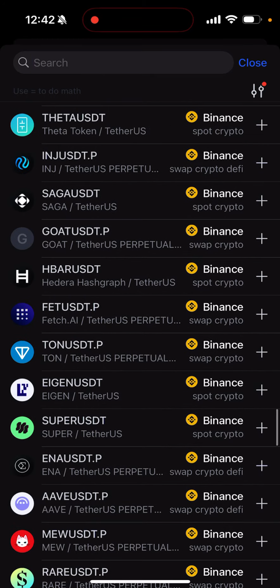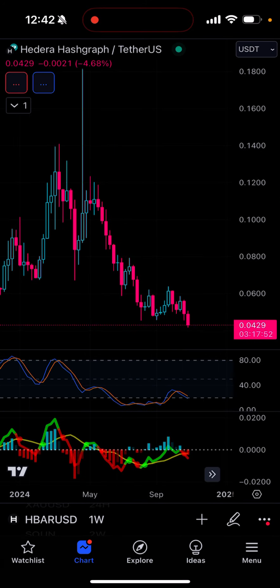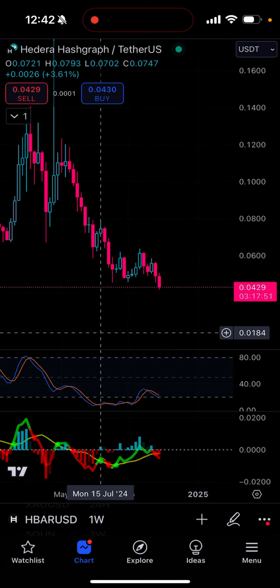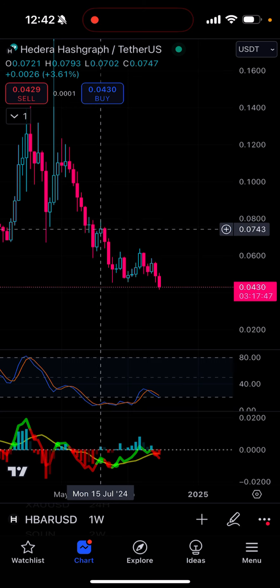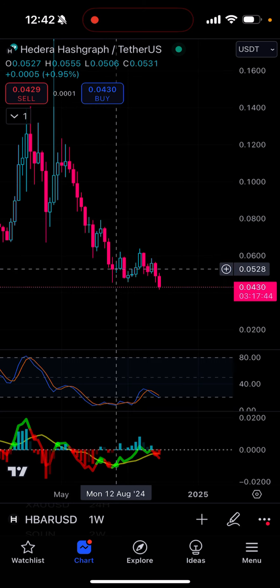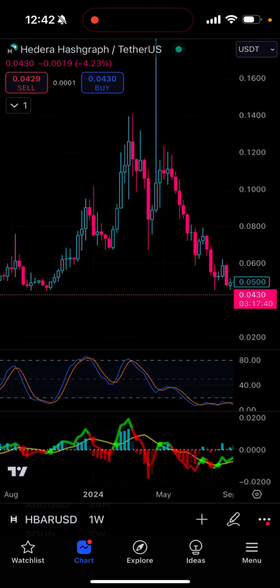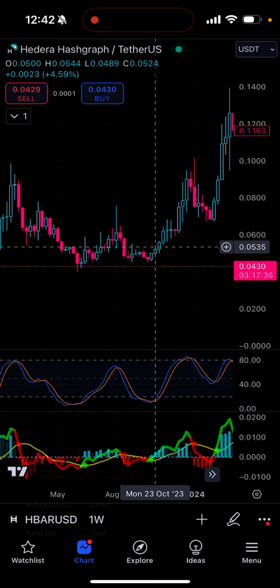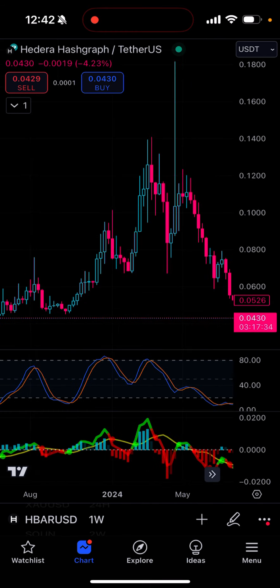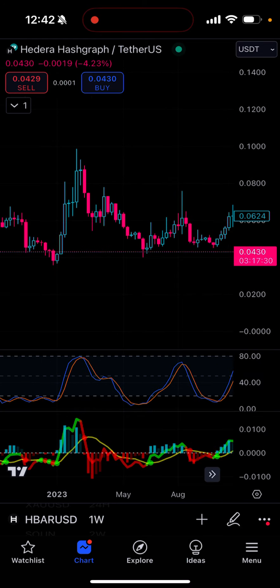Again, let's go do a random one. Let's do H bar. I've heard of H bar before. You would have probably started buying H bar around these levels at 7 cents. Bought again here at around 5 cents. You would have been down on H bar right now. Previously, you would have bought H bar at 4 cents before ripping up, 4 cents all the way up to probably like 13 cents. So that's a 300% gain.